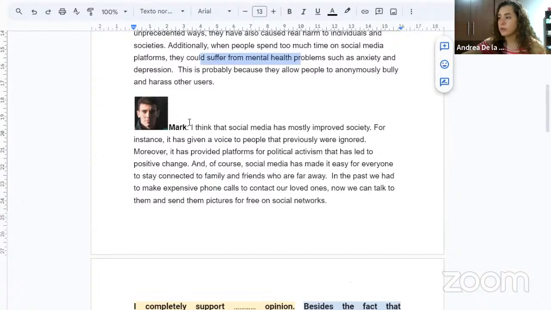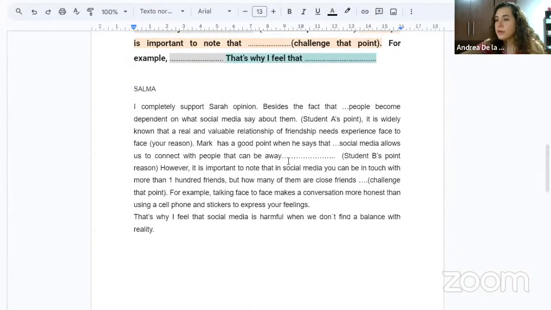And Mark is obviously going to have a different opinion. So Mark says that social media has mostly improved society. And he talks about giving a voice to people that were previously ignored, connecting people, right? Stay connected to family and friends, and give a voice to people who were previously ignored. Now, Salma says, I completely support Sarah's opinion that social media has caused more harm than good. Besides the fact that people become dependent on what social media say about them.